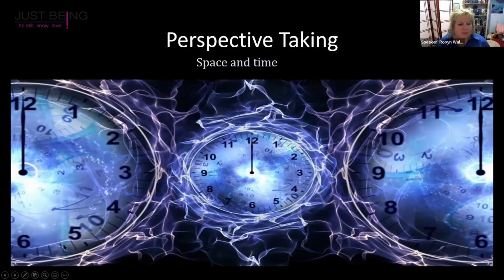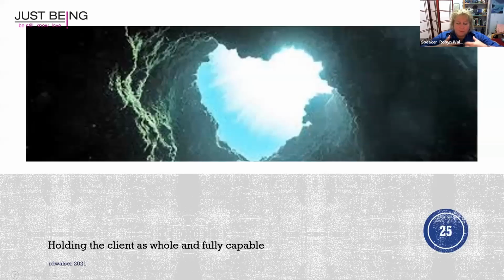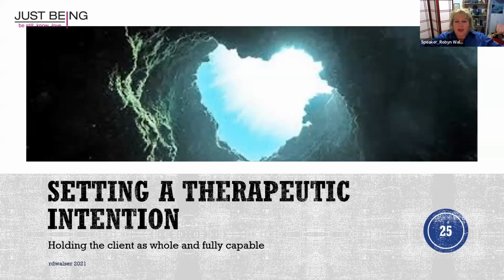And it allows something that I think other kinds of therapies may not. So coming into the therapeutic group space from this place of kind of vast, not connected to any kind of this is my story. I have stories and they're true. I'm not saying stories aren't true, but I hold them very lightly, very lightly. And from that place, I can set a therapeutic intention where I'm holding the client as whole and fully capable.